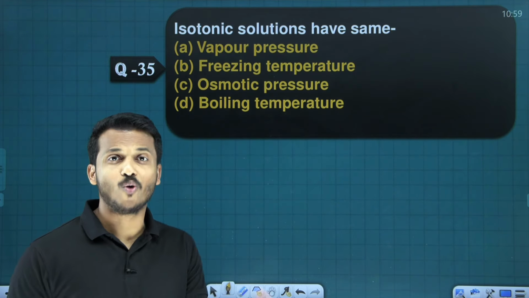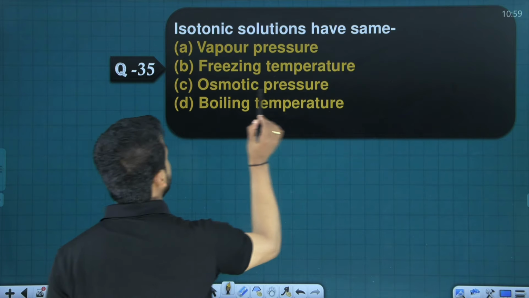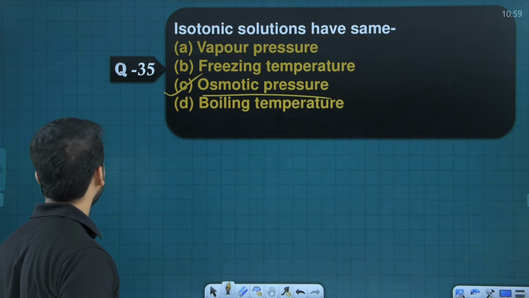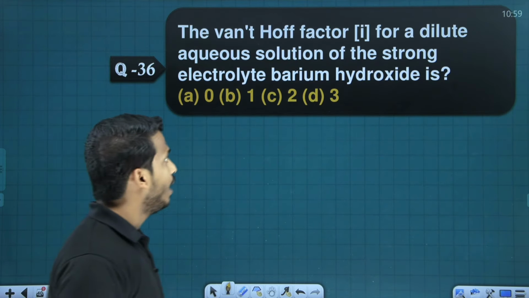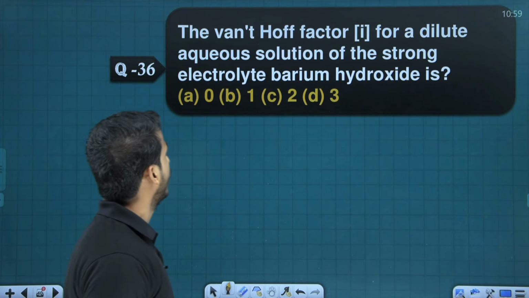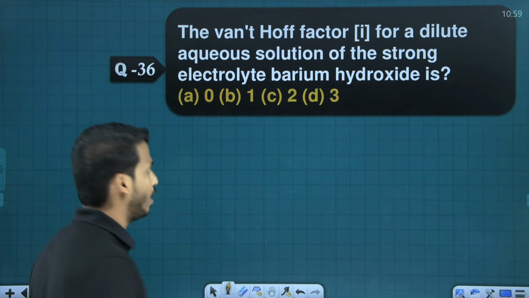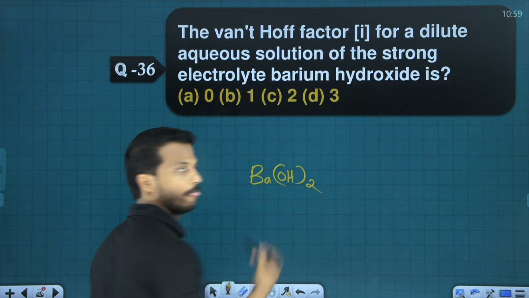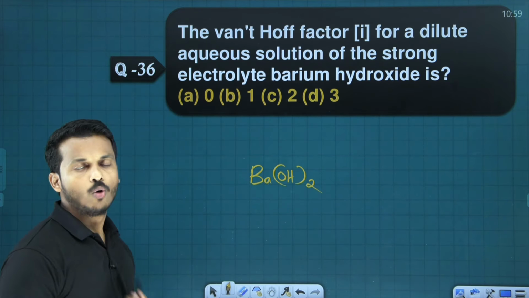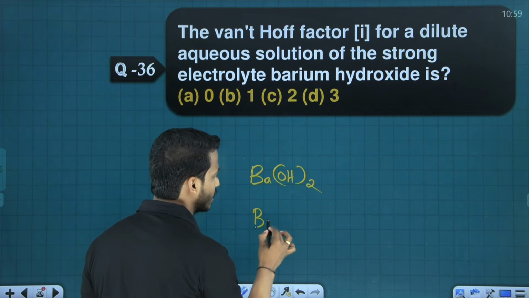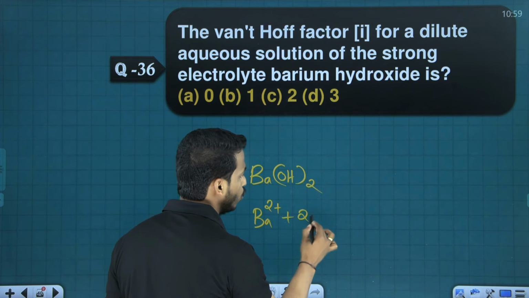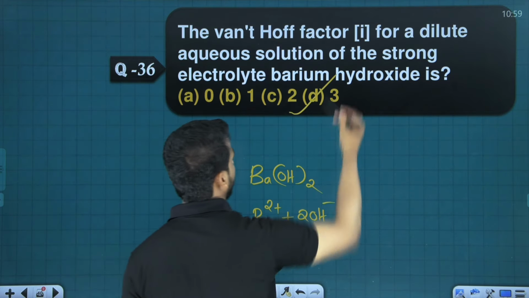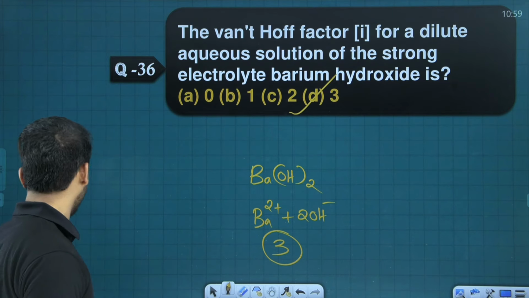Isotonic solutions have the same osmotic pressure. We already discussed that. It's a 2024 board question. The Van't Hoff factor i for a dilute aqueous solution of the strong electrolyte barium hydroxide. What is barium hydroxide? Ba(OH)2. What is the i value? You know this will split into Ba2+ and 2OH-, total 1 plus 2, 3 ions. Barium hydroxide can give you 3 ions.